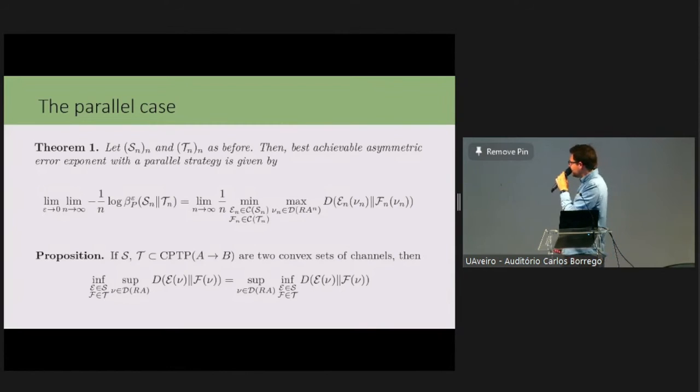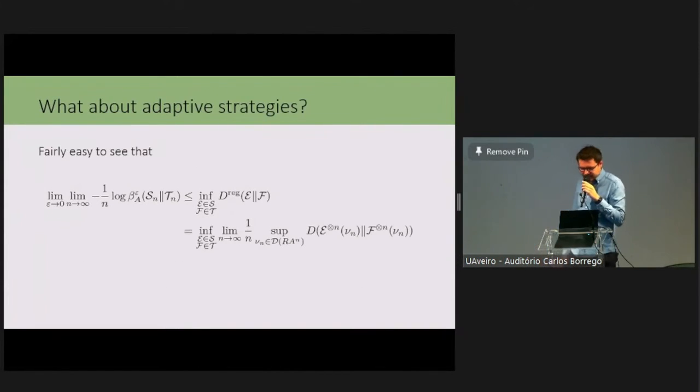And the intuition here is that if you have an infimum over convex sets of channels, then you can really get away with picking the supremum of the input state for the worst case channel pairing, and then this will work also for all channels. That's the interpretation. So that's what we can say about parallel strategies.